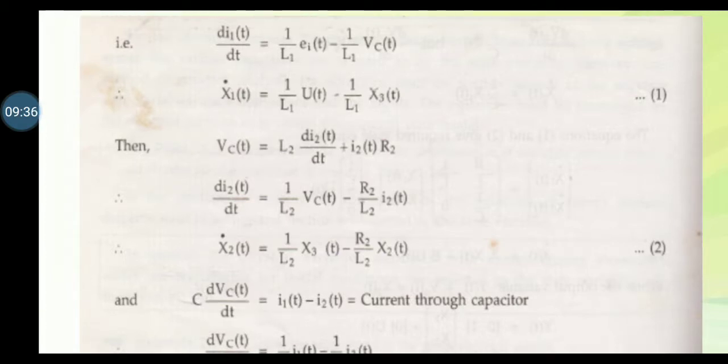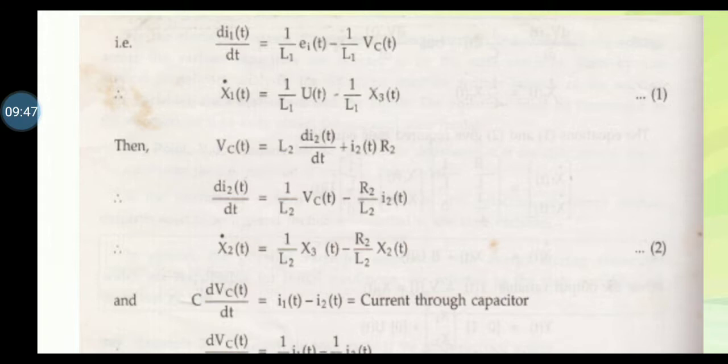Then Vc of t is equal to L2 di2 of t by dt plus I2 of t into R2. di2 of t by dt is equal to 1 by L2 Vc of t minus R2 by L2 I2 of t.